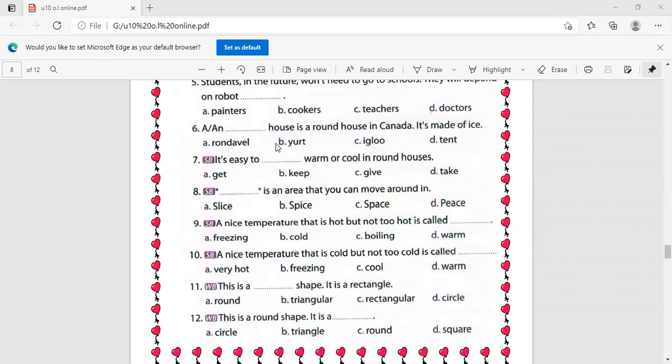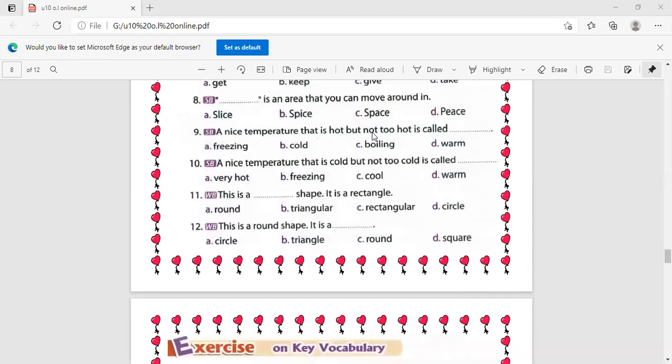Can you read it loudly? A house around the house in a car. It is made of ice. The house that is made of ice is called what? Rondavel, yurt, igloo, or tent? A yurt is a large tent. The house that is made of ice or snow. Igloo, yeah, very good. Thank you, my dear.